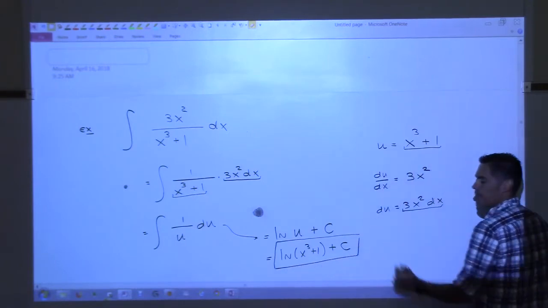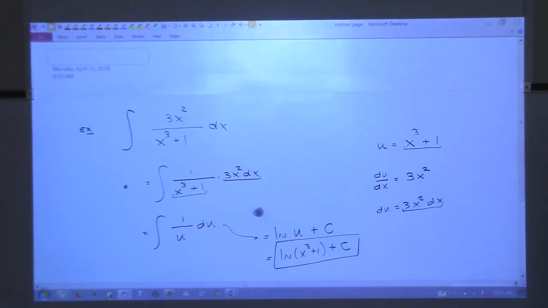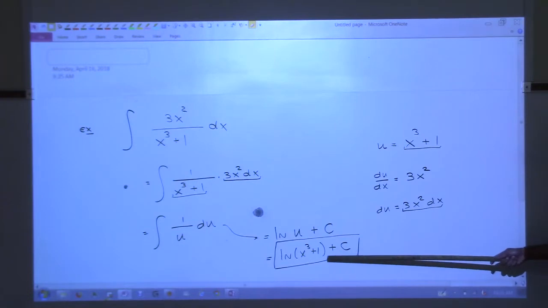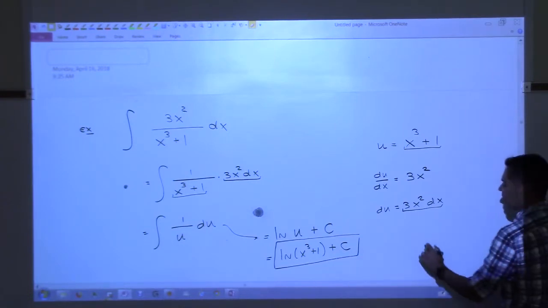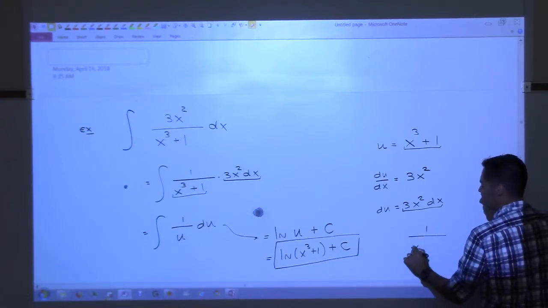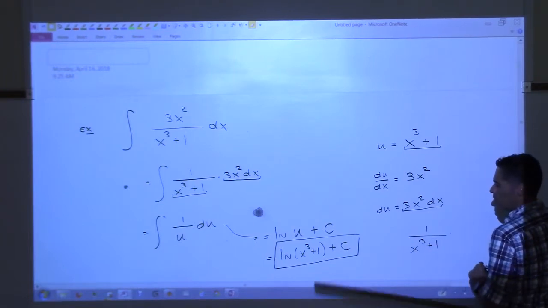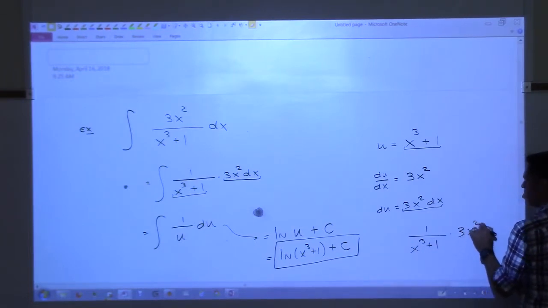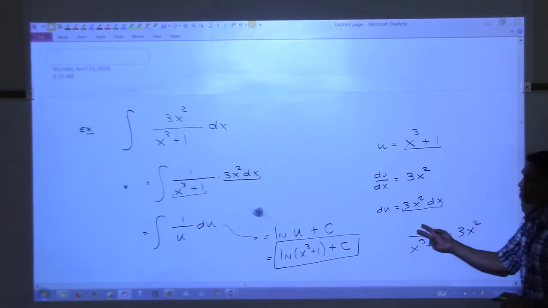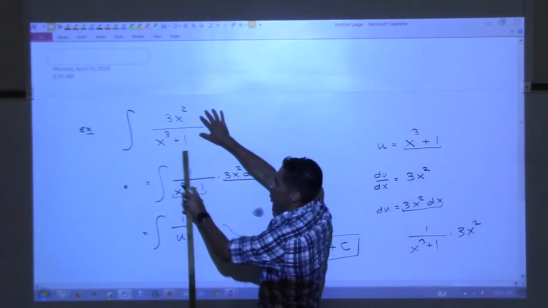How do we check it? Take its derivative. So if I took the derivative of that, the derivative of natural log of something is 1 over that something, times the derivative of what's inside, which is 3x squared. And you pop that 3x squared back up here, and you get the integrand, don't you?